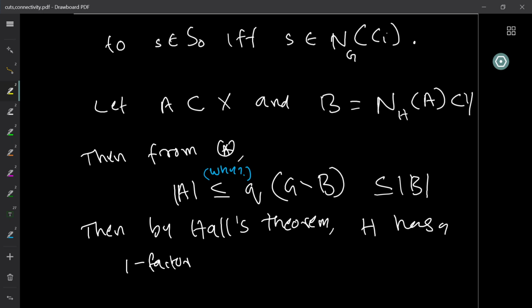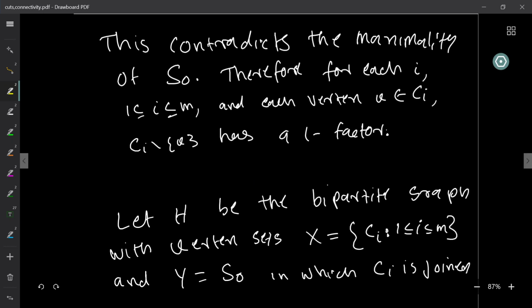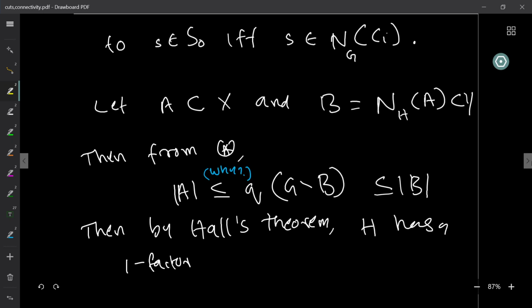Now, how do you show that? To show this, we use the property star, which is true for the graphs. And I want you to think about this: the cardinality of A, one can show, is less than or equal to q of G minus B, where B is the neighborhood of A in H. So the set of vertices in H in the neighborhood of A is B, which is of course a subset of Y, and Y is our S0. This first inequality holds, and I want you to think about and tell me why. You can write it down when you write down your notes.